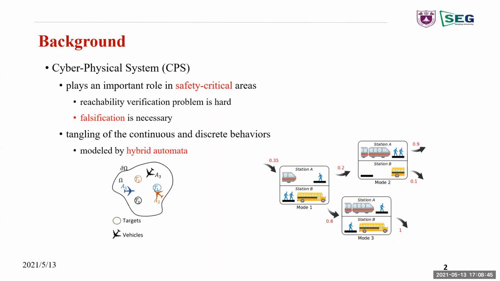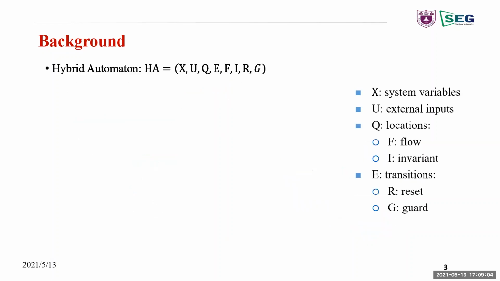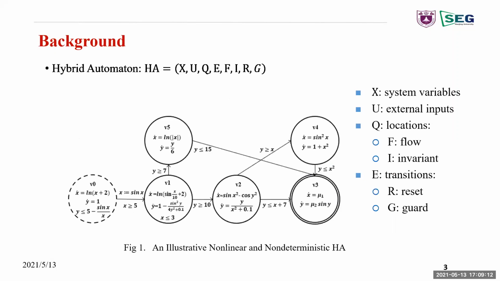Instead of providing rigorous proof, falsification attempts to seek a witness behavior that violates some given safety properties in the system. Most real-world CPS are nonlinear, non-deterministic, and combine both discrete and continuous dynamics. To formalize their dynamics, hybrid automata are naturally used. A hybrid automaton is defined as the 8-tuple in HA here. We give an example HA in Figure 1, where X and Y are system variables, and mu1 and mu2 are external inputs. And the 6 circles from V0 to V5 are system locations.